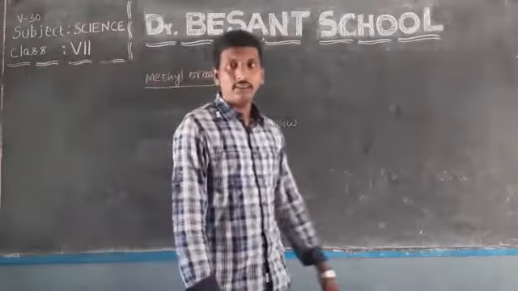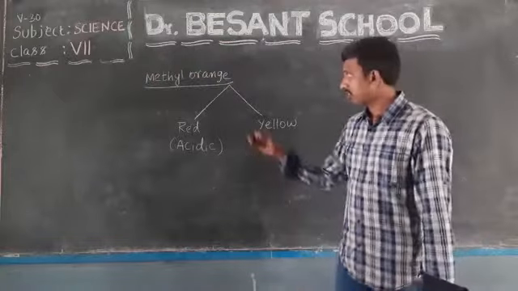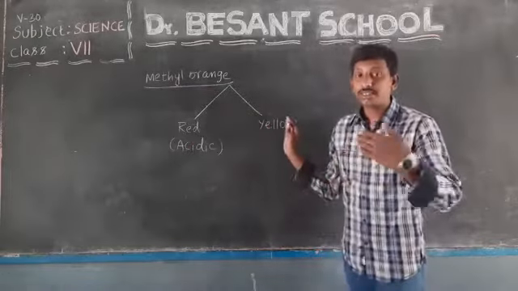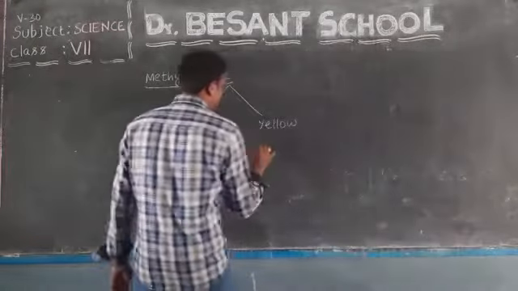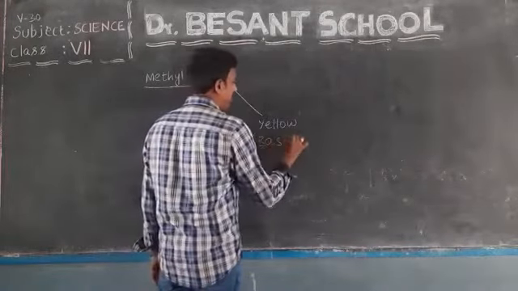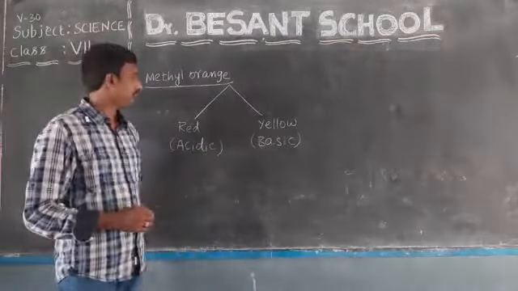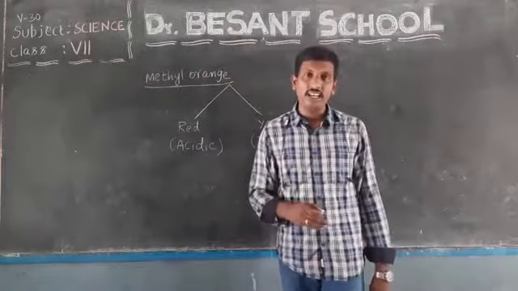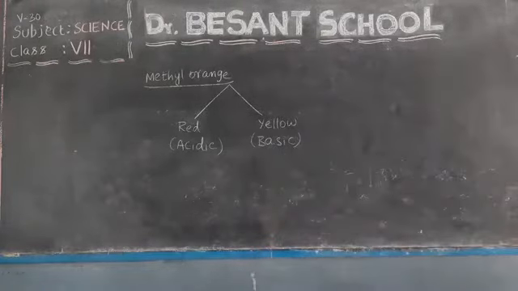Now one more color. If methyl orange is added to some other substance and the color changes to yellow, that indicates the substance is a base, that is, basic in nature. So in acidic medium, methyl orange turns red, and in basic medium, methyl orange turns yellow. So methyl orange shows the characteristic change of two colors.